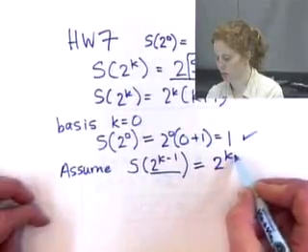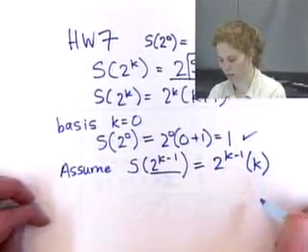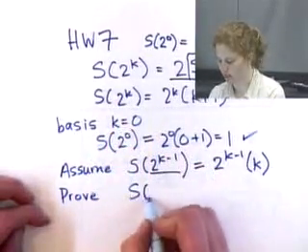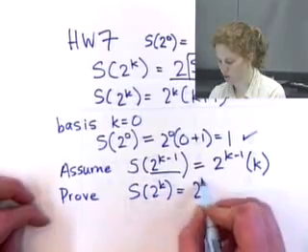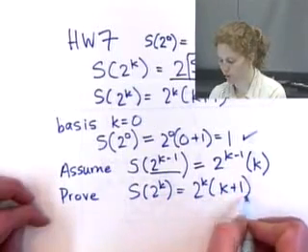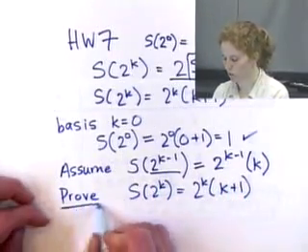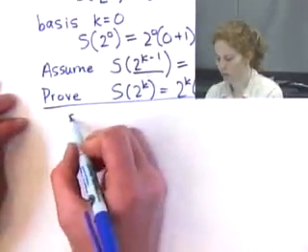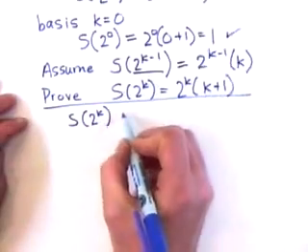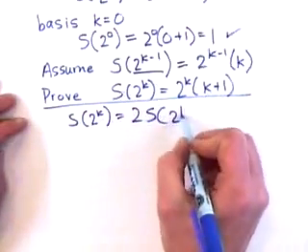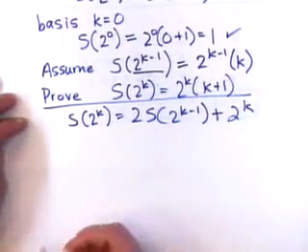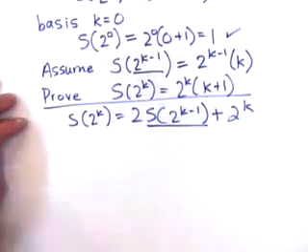So that's going to be 2 to the k minus 1 times k plus 1 minus 1, which is k. And then I prove for the left-hand side, s of 2 to the k is 2 to the k times k plus 1. How do I normally start a recursive proof? I write the recursive definition. S of 2 to the k is 2 times s of 2 to the k minus 1 plus 2 to the k, and then I do a substitution for s of 2 to the k minus 1 from the assume statement.